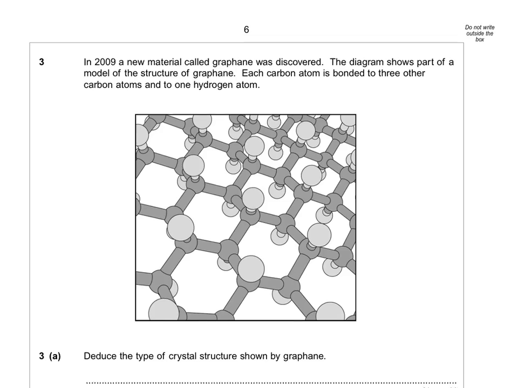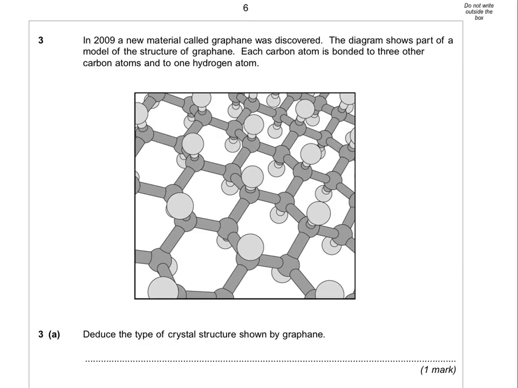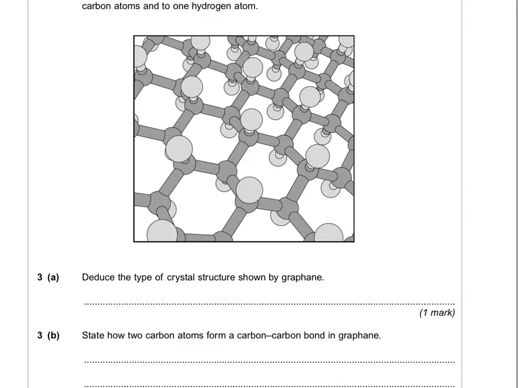Next question. In 2009, a new material called graphene was discovered. Here it is. There's a picture of it. So deduce the type of crystal structure shown. Well, you can see there's lots and lots of covalent bonds here, all joining it together. So that is giant covalent.